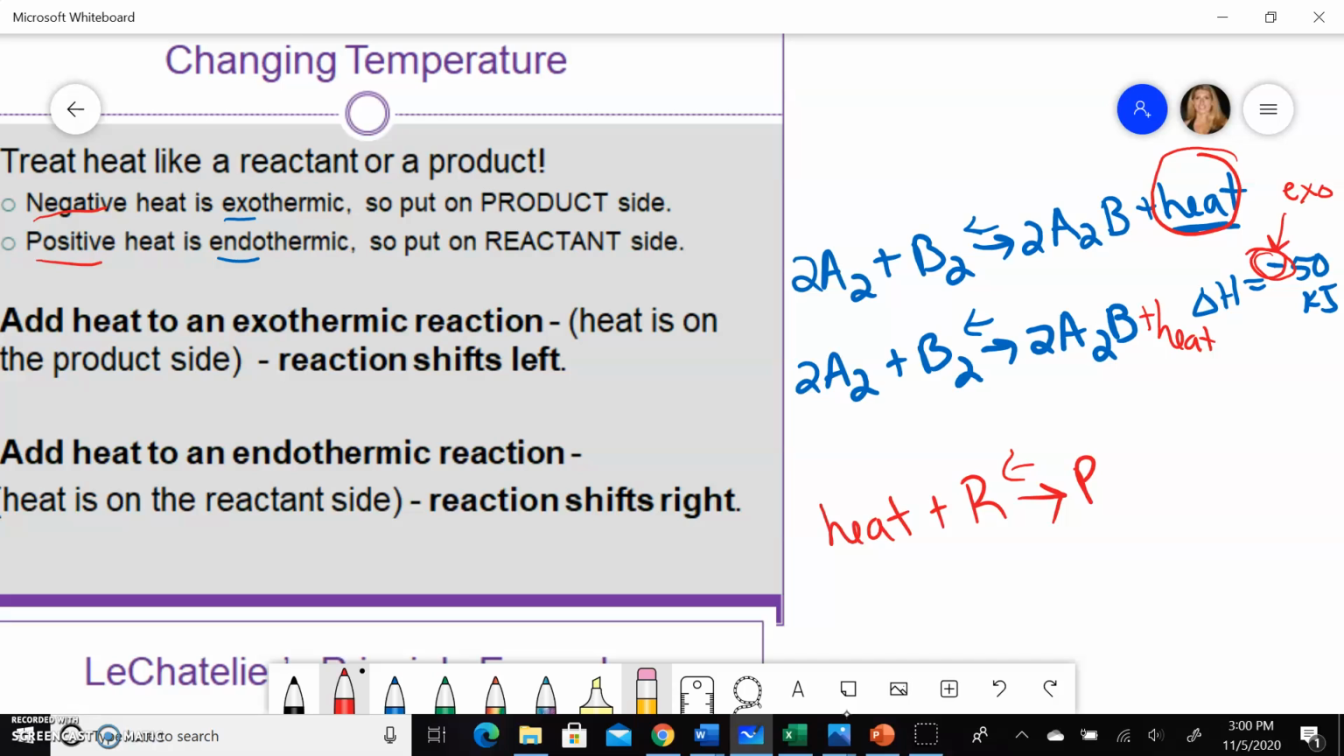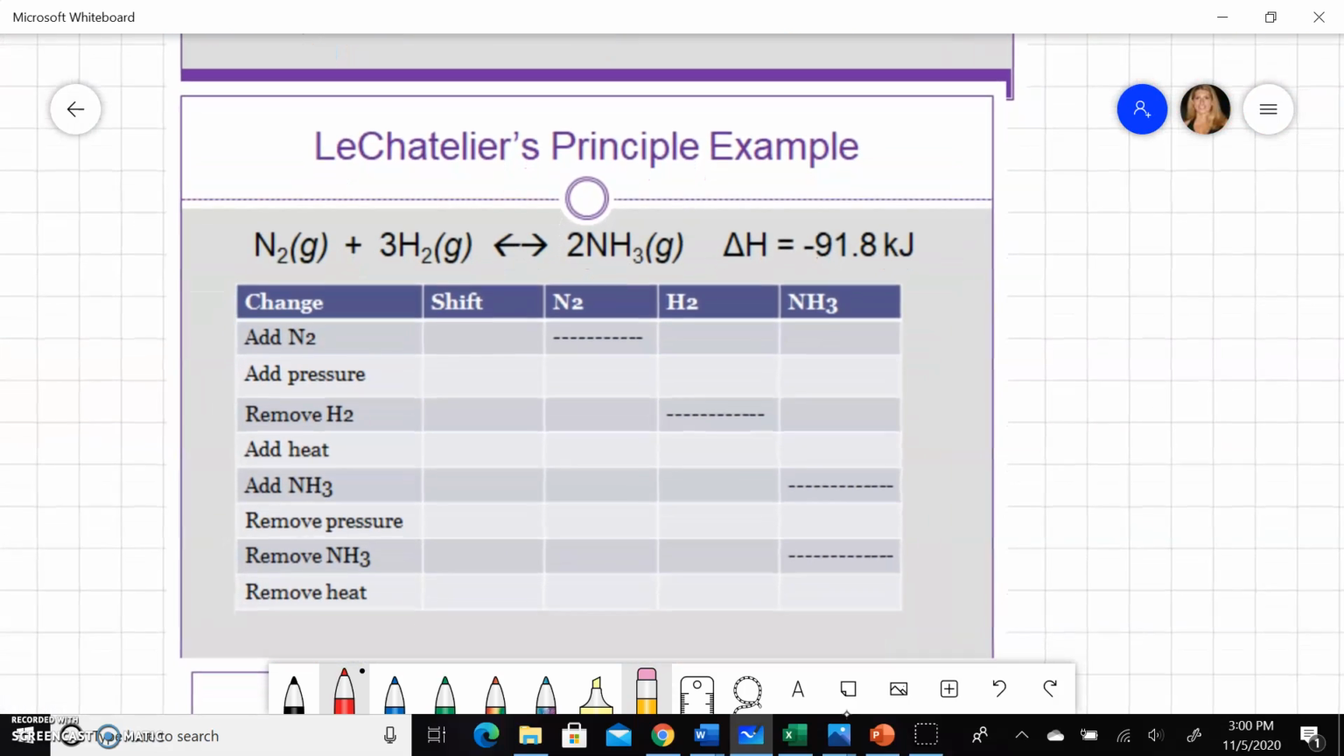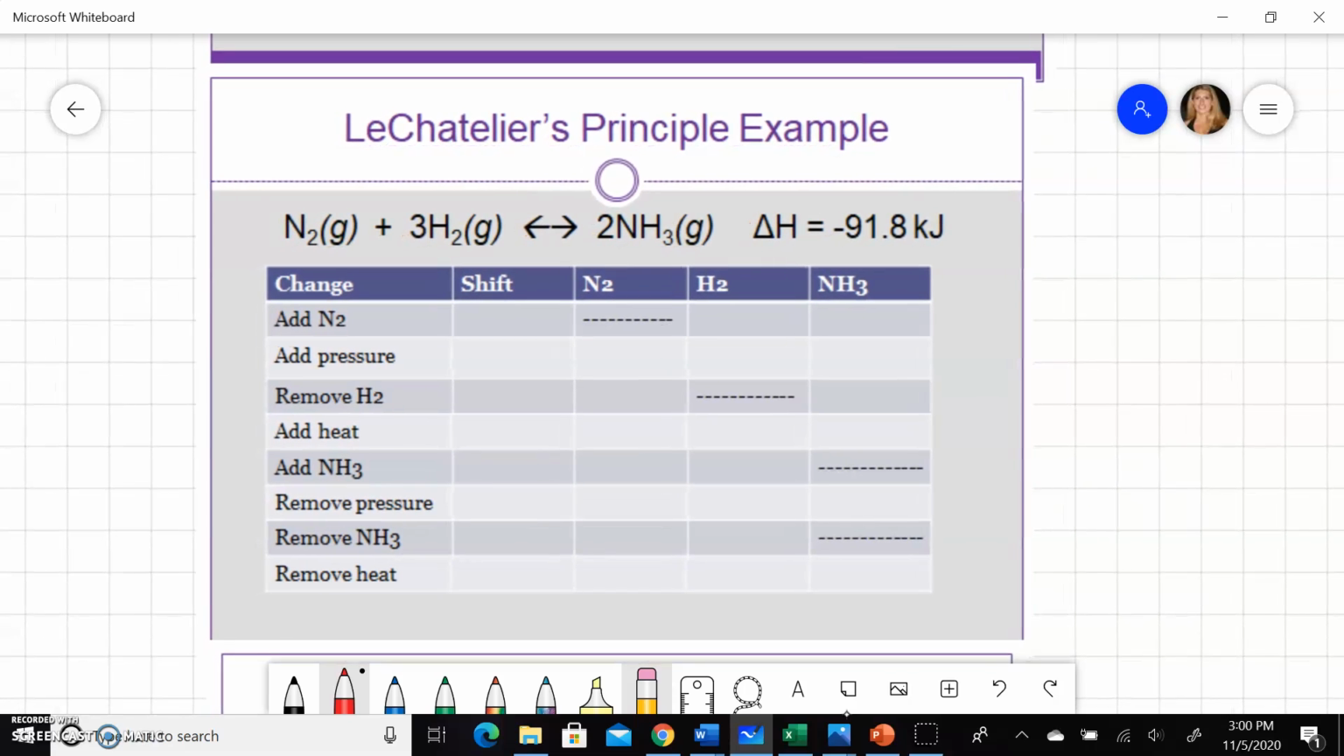If you're doing the reaction, notice that heat is on the left side of the reaction because it's endothermic. So as you increase the heat, the reactant side is going to increase, and so it would shift back over to the product side. All of this will make more sense when we go through an example. So let's do an example down here.